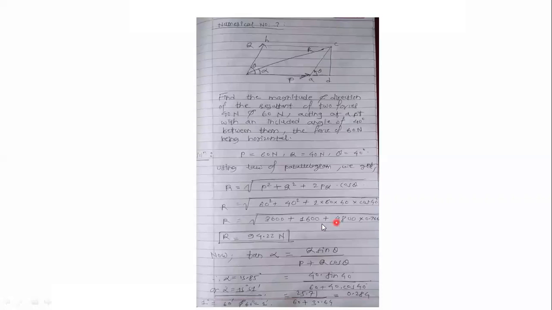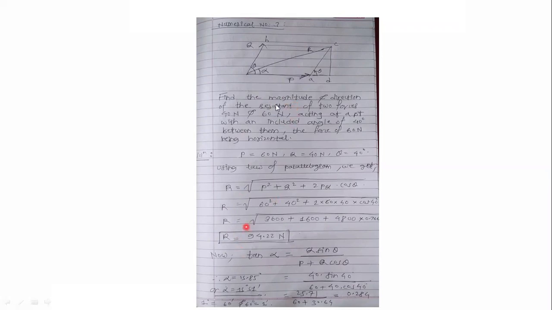After putting all these values, you have to make the addition and multiplication, and you will get the value of resultant. You cross check this value whether it is matching with your calculation or not. So R is equal to 94.22 Newton. This is the value of resultant that you got from these given values.